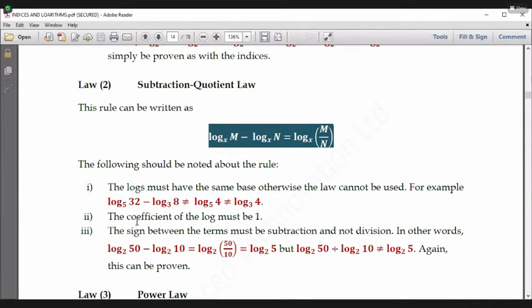And we are saying the coefficient of the log must be 1. In other words, no other number is multiplying those logarithms. It is 1 times that, 1 times that. That is what it means by the coefficient of the log must be 1.